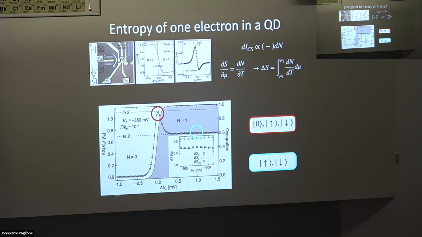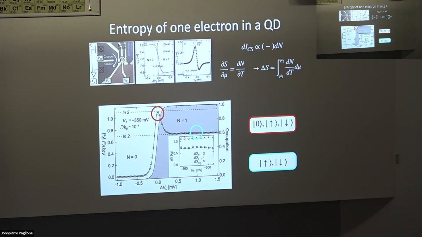Well, if you have no electrons in the dot, the entropy is zero. When you have one full electron in the quantum dot, the entropy is log 2. Where is that log 2 coming from? Well, the electron in the quantum dot can either be spin up or it can be spin down. So I can count states, that's 2. So the entropy is k_B log 2.